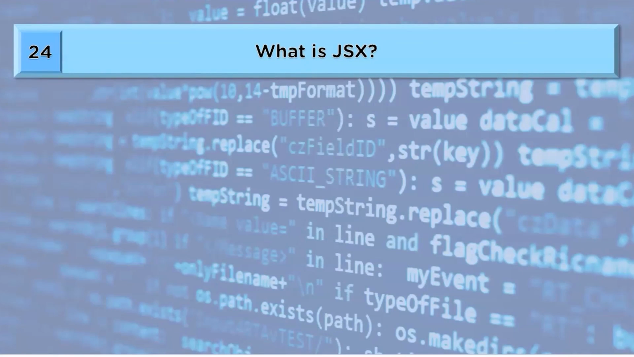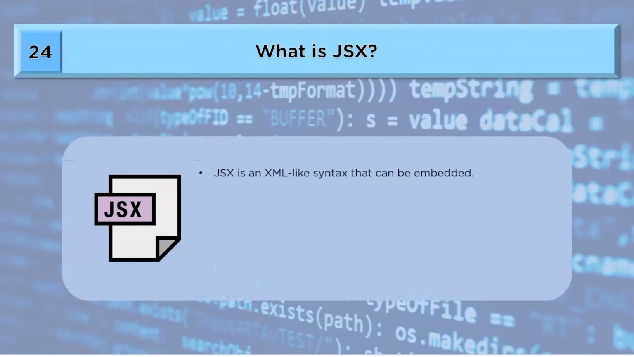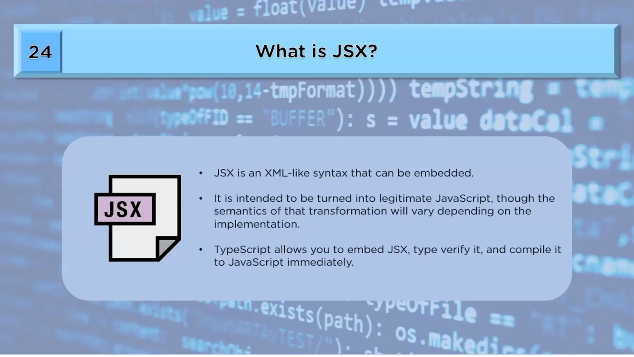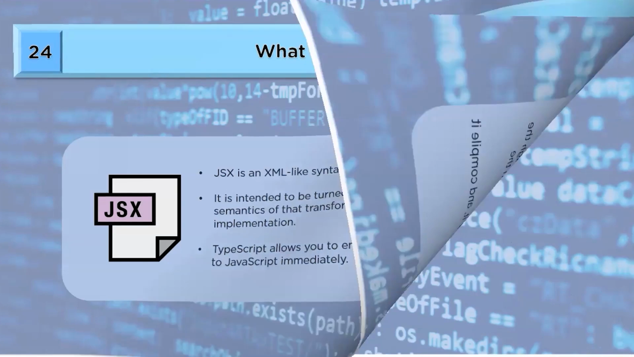What is JSX? JSX is an XML-like syntax that can be embedded. It is intended to be turned into legitimate JavaScript, though the semantics of that transformation will vary depending on the implementation. TypeScript allows you to embed JSX, type check it, and compile it to JavaScript immediately. JSX needs to be translated into valid TypeScript. We use the JSX file with the .tsx extension.